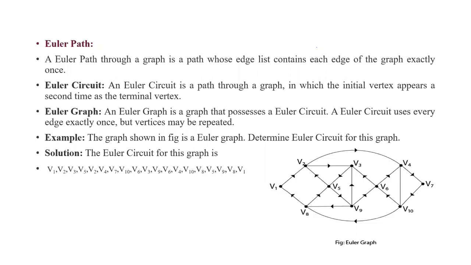An Euler circuit is a path in which the initial vertex appears a second time as a terminal vertex. Meaning for an Euler circuit, you have to travel each edge exactly once, but here the first and last vertex are the same. An Euler graph is a graph that possesses an Euler circuit. An Euler circuit uses every edge exactly once, but vertices may be repeated.